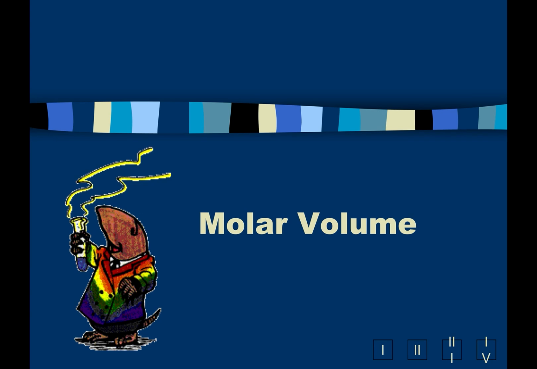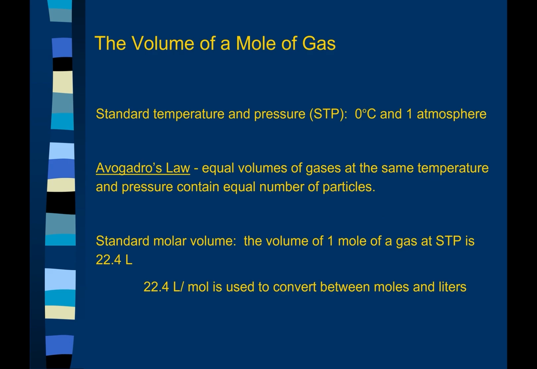Hi everyone. Today we're going to take a look at what's called molar volume. To understand molar volume, there's a few things we have to look at. First is what's called STP. STP stands for standard temperature and pressure. This is just a set of conditions in which gases are held for an experiment. This means that the temperature is held at 0 degrees Celsius or 273.15 Kelvin and 1 atmosphere of pressure.